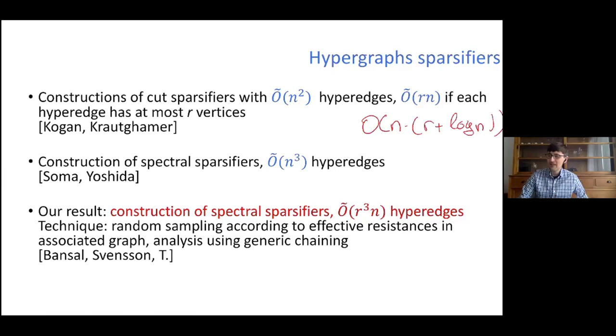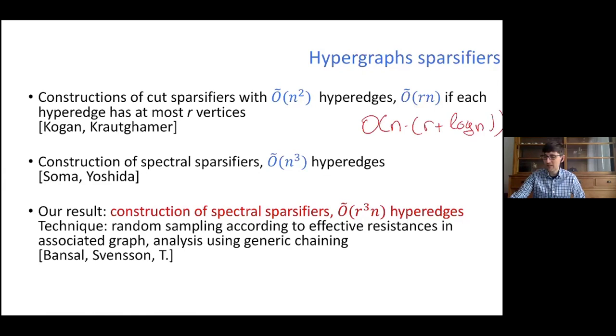Okay, so the last result that I want to tell you about is a construction that uses of the order of r cubed times n log n hyperedges for constant epsilon. Otherwise, it's that times 1 over epsilon squared, if you also include the parameter epsilon. So it's not actually always better than Soma and Yoshida, but for hyperedges of constant size, it uses n log n hyperedges compared to n cubed. Here, actually, one of my favorite questions is whether even just the cut definition can be achieved with order of n hyperedges without the log n. And maybe I'll return to why I find this question so interesting in a moment.